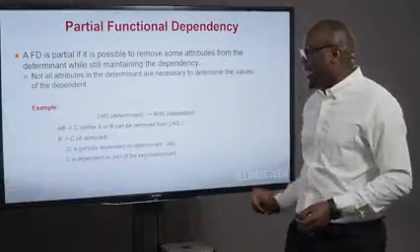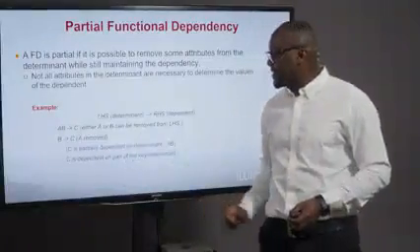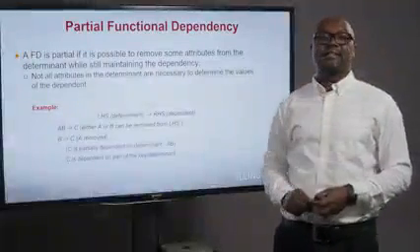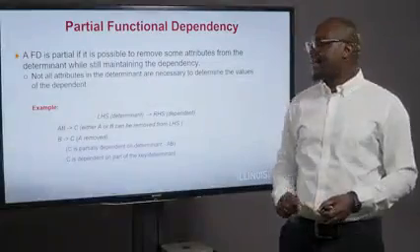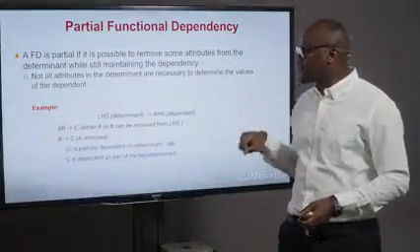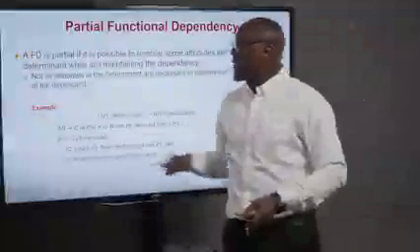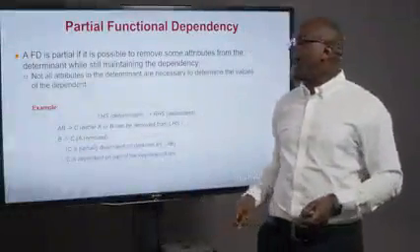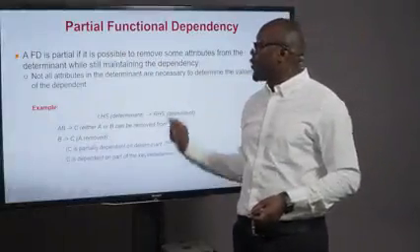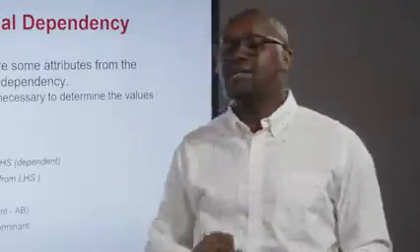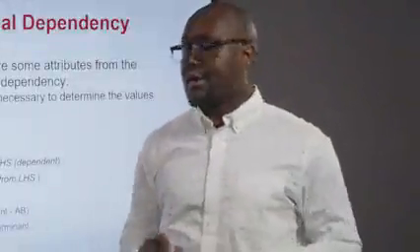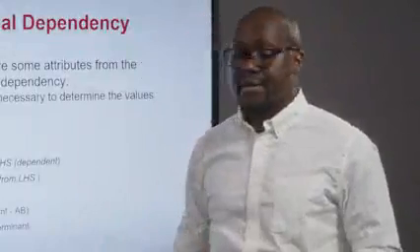And we can say that C is partially dependent on the determinant, which is AB, meaning that C is dependent on part of the key. It's not fully dependent on both of them. C is dependent on part of the key, and that is why it is partial. And that is why we say C is dependent on part of the key, but not the full key. And the key here is AB.